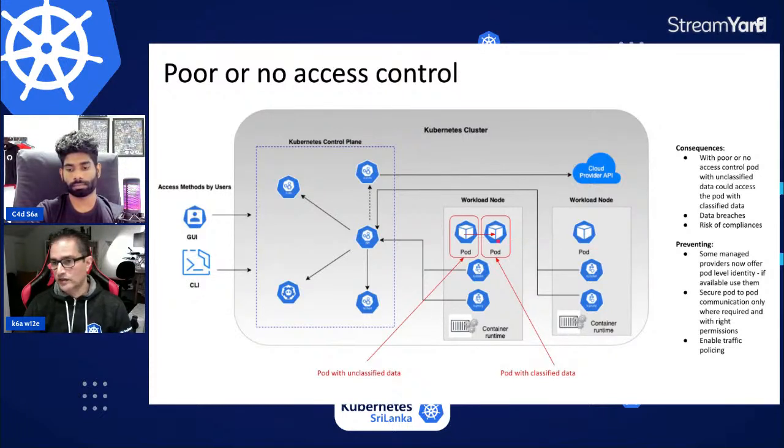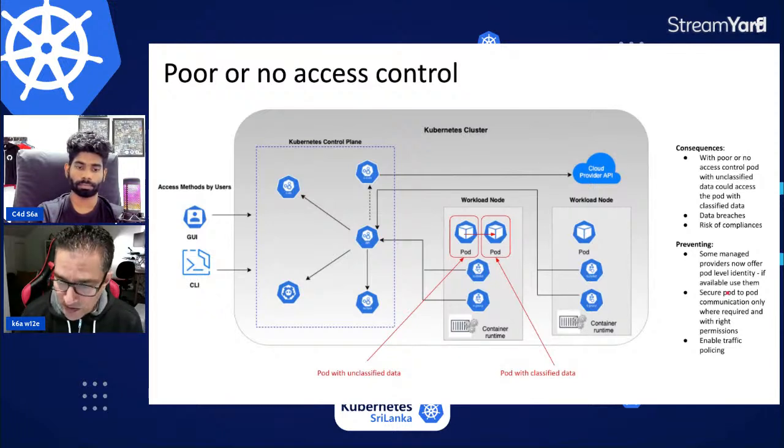And again, there is the risk of compliance as well. It could be a service internally, so it's not a service that's external. But if that service, from a regulatory compliance point of view, is not supposed to see that data, you could actually be in breach of compliance, right? So how do we prevent these kinds of scenarios?